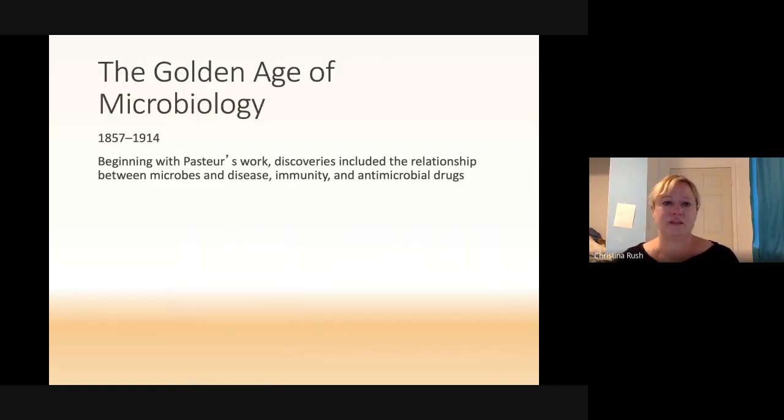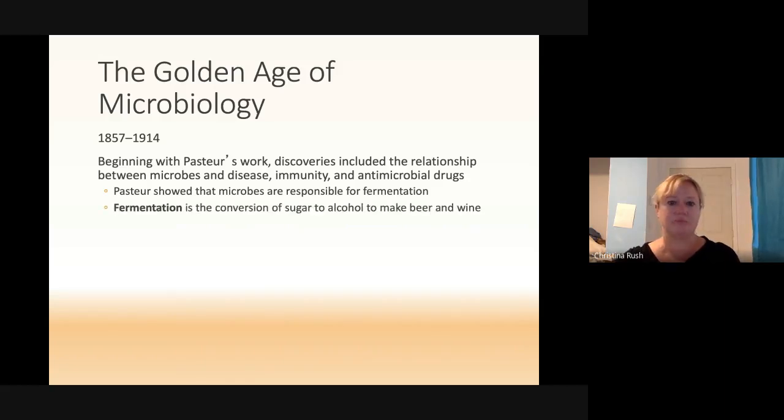And this led to then the golden age of microbiology. So beginning with Pasteur's work, we were able to start to discover relationships between microbes and disease, immunity, and antimicrobial drugs. So Pasteur was also able to show that microbes are responsible for fermentation. So in this way, he was actually starting to get close to those anaerobic microbes.